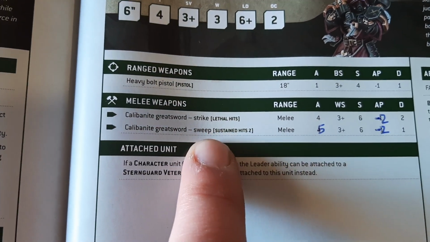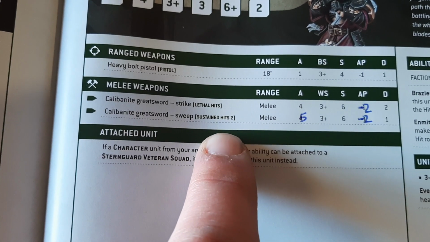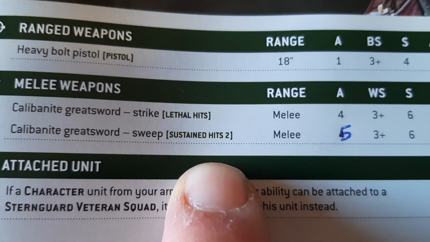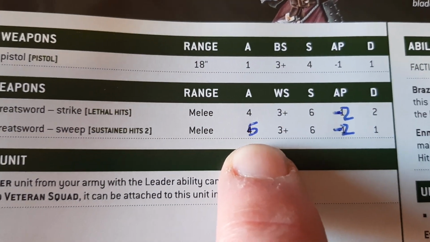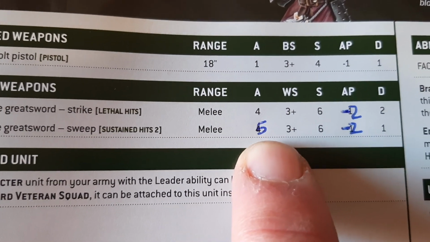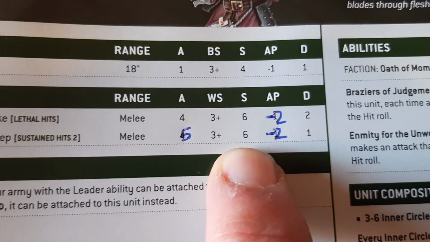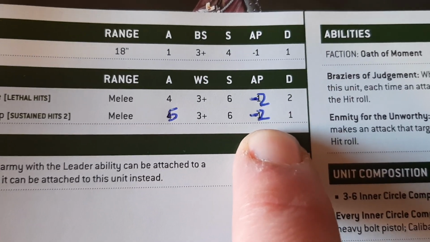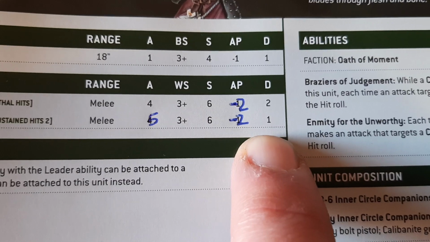You've got 2 choices, strike or sweep. So strike has lethal hits, the sweep has sustained hits 2. Yes, sustained hits 2. Okay, so see where I've changed the pen, because it's been changed. So strike has 4 attacks, sweep has 5 attacks. They're both 3s to hit, both strength 6, so you're wounding Space Marines on 3s. They're both AP -2 now, and the strike is 2 damage and the sweep is 1 damage.